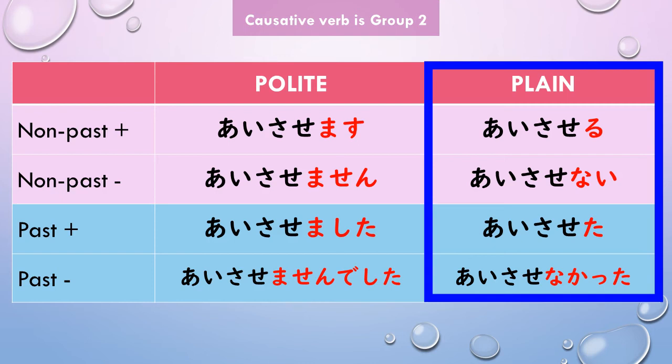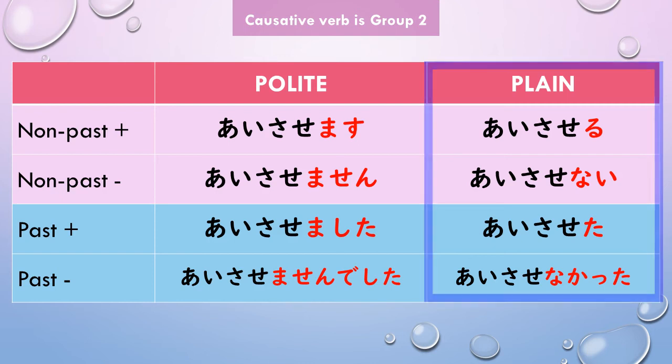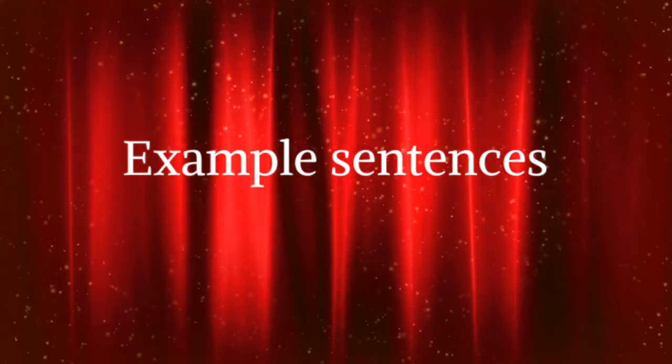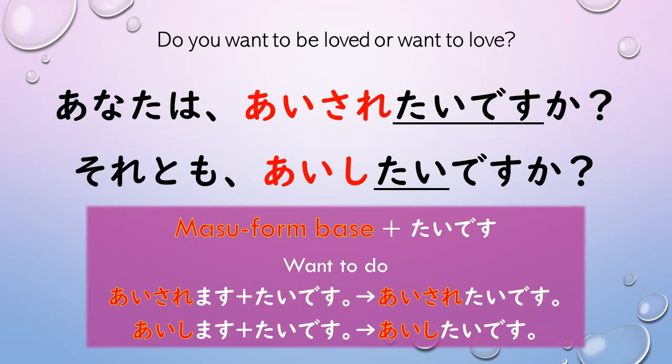The first example. Do you want to be loved or want to love? あなたは愛されたいですか？それとも愛したいですか？That's a good question. What do you think? Grammar point is masu form base plus たいです, that means want to. 愛されます is the masu form. And then you keep the base, which is 愛され, and then たいです. 愛されたいです means I want to be loved. 愛します、愛したいです, want to love.